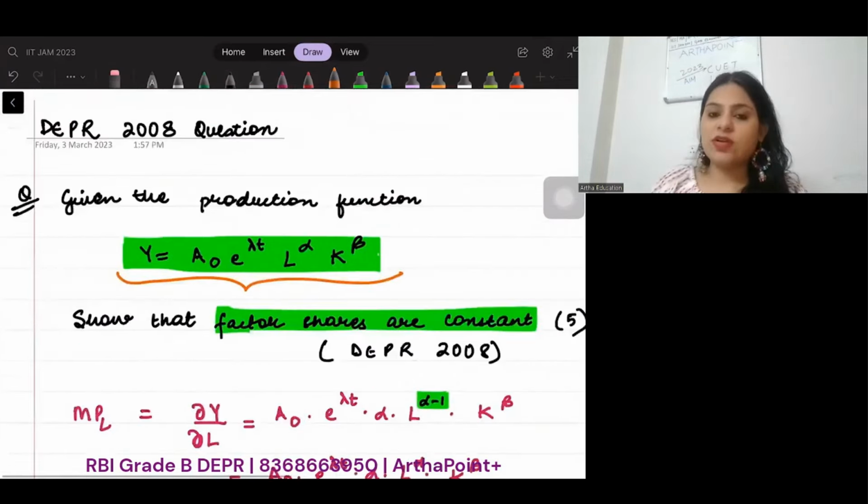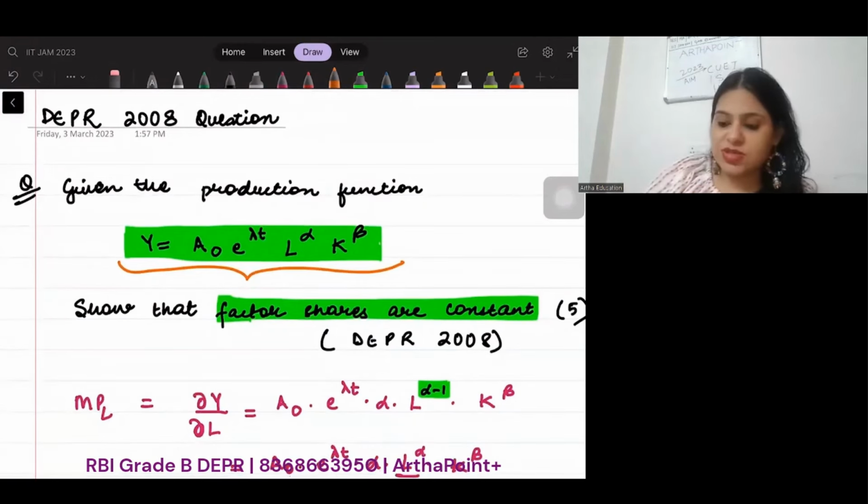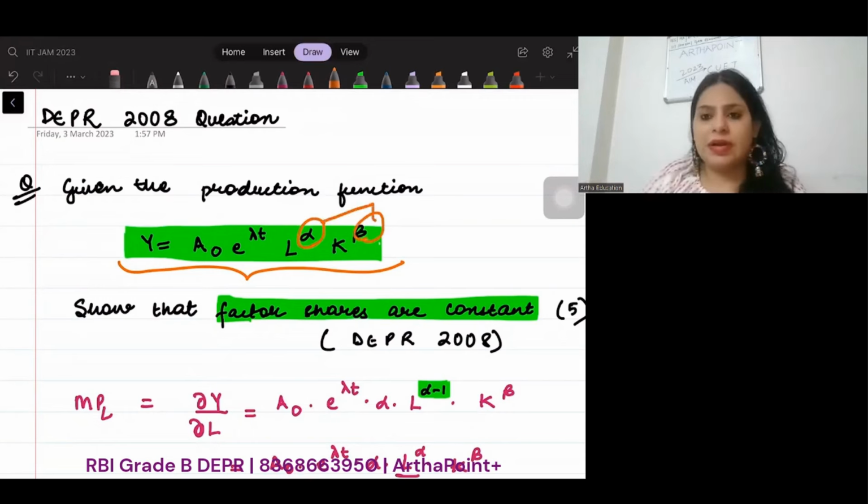Usually, whenever you look at a Cobb-Douglas production function, these powers that you see are actually the shares of labor and capital. And this is what we wanted to prove.